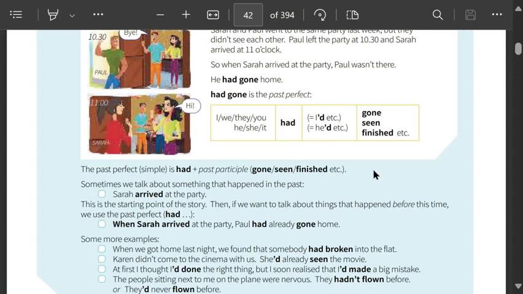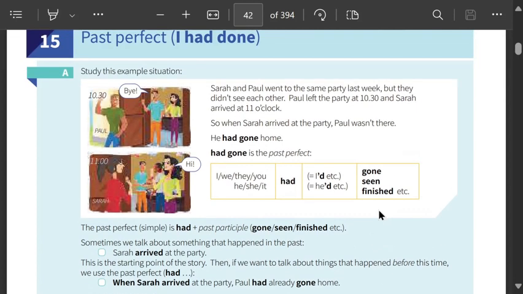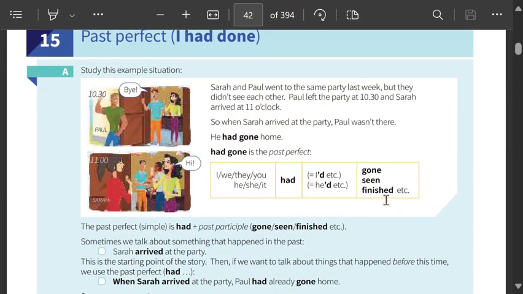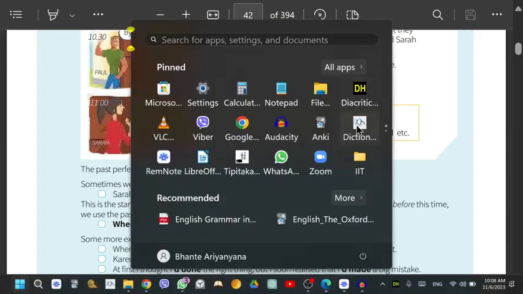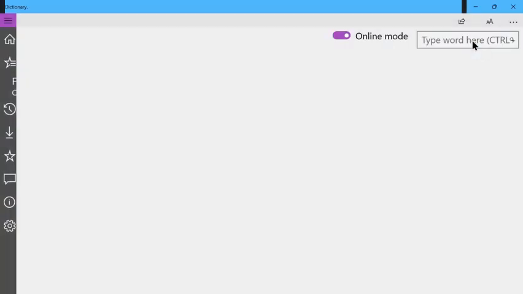I'd gone. Perfect. It's easier to remember, right? Let me see if I can get an explanation why they use perfect here.